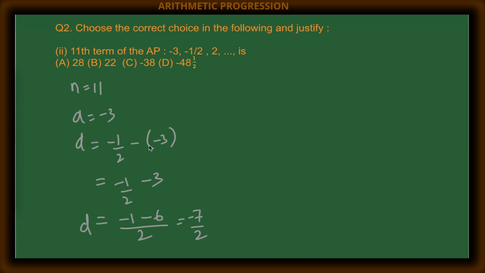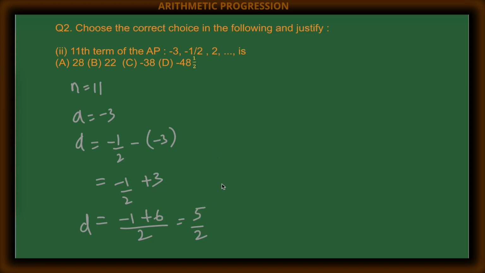Here it looks like I've skipped this minus. Minus into minus becomes plus. This is plus, and this becomes minus 6 plus minus 1 plus 6, which is 5.